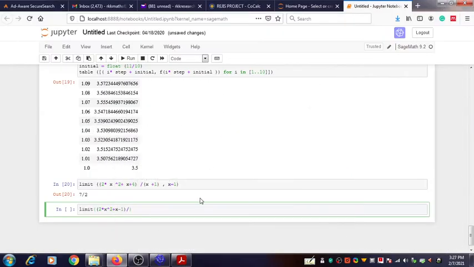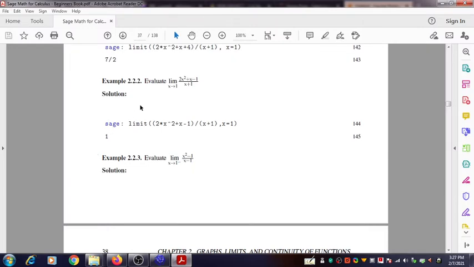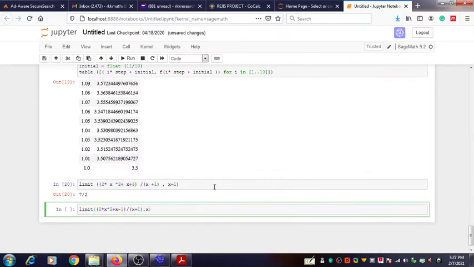X plus 1 is the denominator, so open another bracket, which is automatically closed also, and there you can put x plus 1. Okay, now the function is complete. Next you have to put a comma, and then specify the point where we want the limit. Refer again to that question. X equal to 1 is the point where we require the limit, so you can put x equals 1.